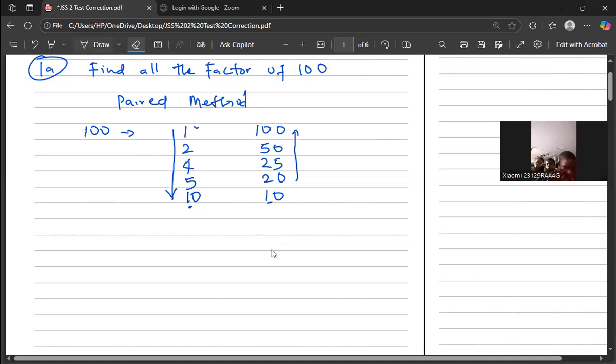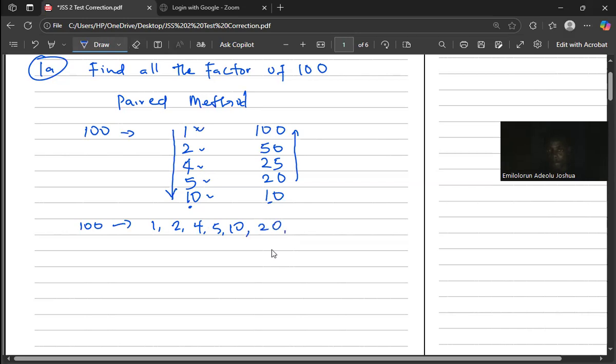So we are writing out all the factors of 100. We'll start with 1. Then next is 2, isn't it? Next is 4. Next is 5. Then 10. We don't have to repeat this 10, so we just go to 20 straight. Then 25, then 50, and then 100. So these are all the factors of 100.